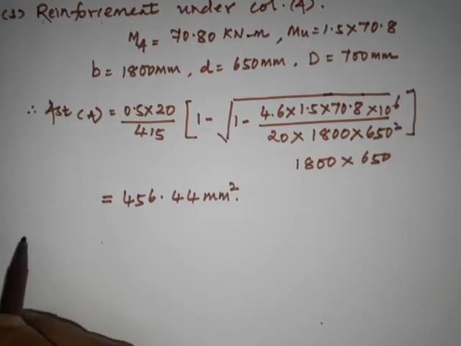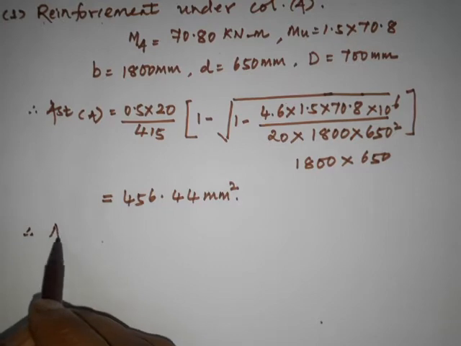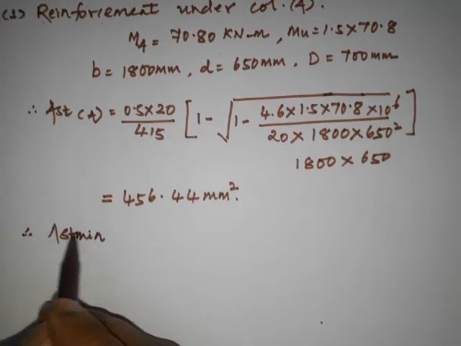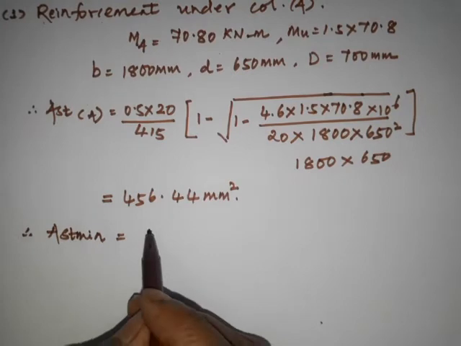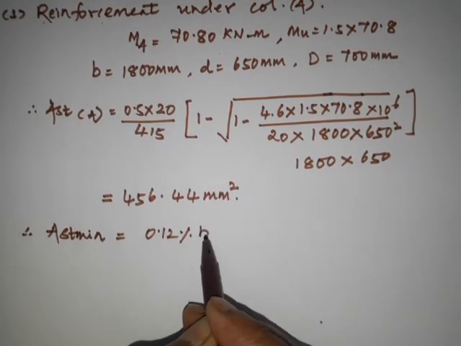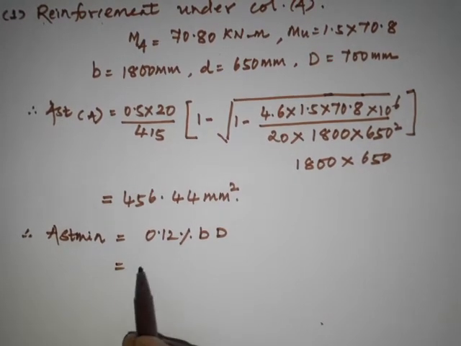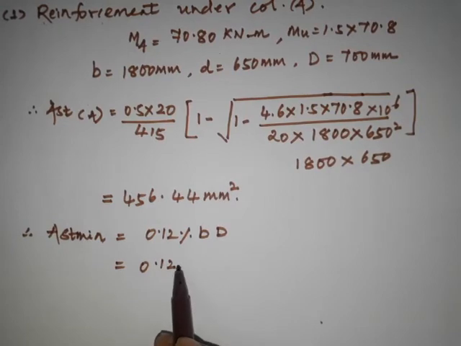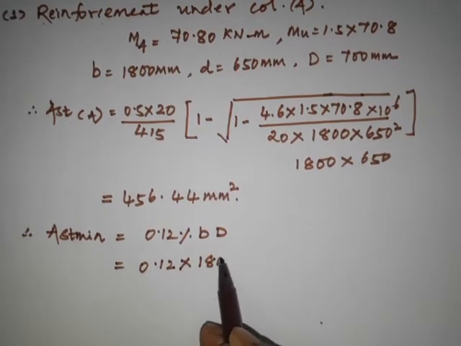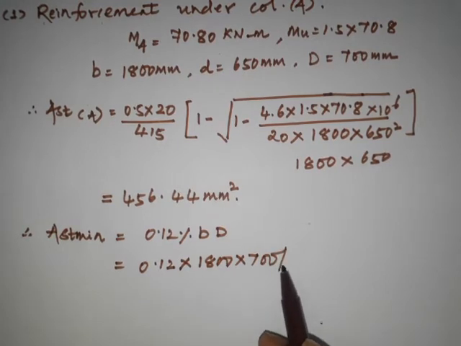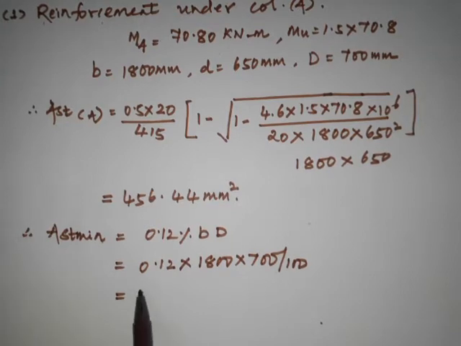So therefore, also you check for AST minimum now. AST minimum is equal to 0.12% of BD. So we will get this as 0.12 into B is 1800 and D is 700 divided by 100. So we will get this value as 1512 mm square.